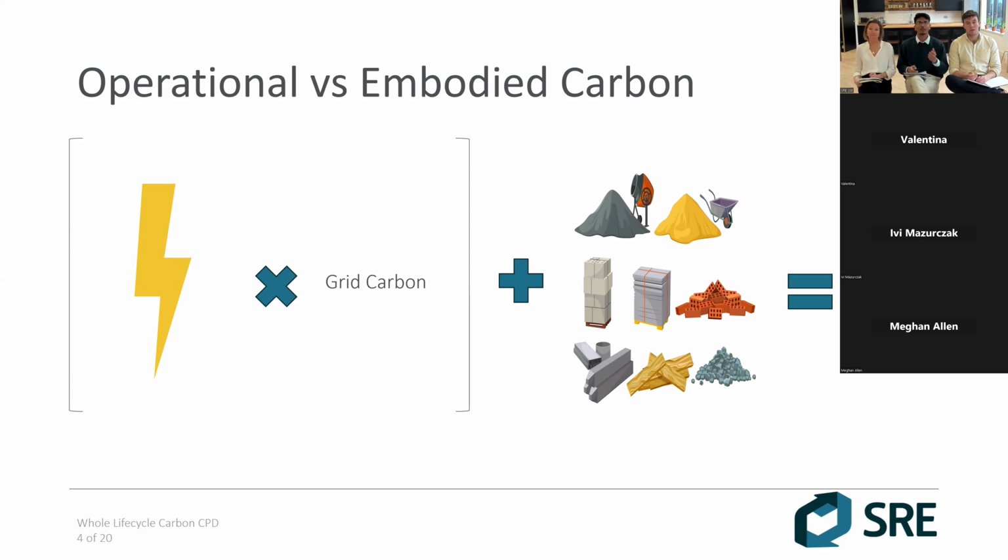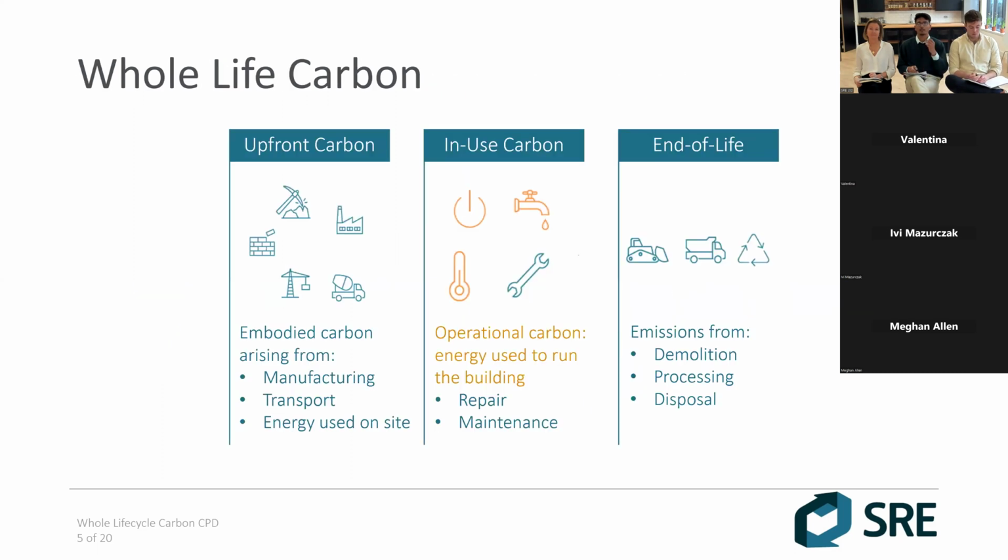But to further break down that whole life carbon into three elemental categories, which are upfront carbon, your in-use carbon, and the end-of-life carbon. Upfront carbon, as the name suggests, is the carbon emissions coming with the manufacturing, your transportation of your raw materials, and also the energy used on site. And upfront carbon is usually accounted at the practical completion of any project of a building.